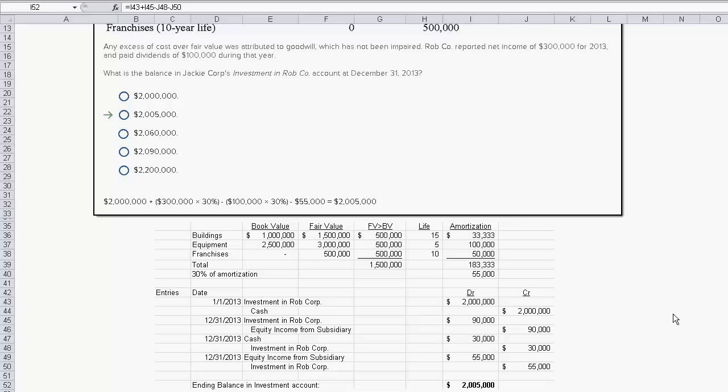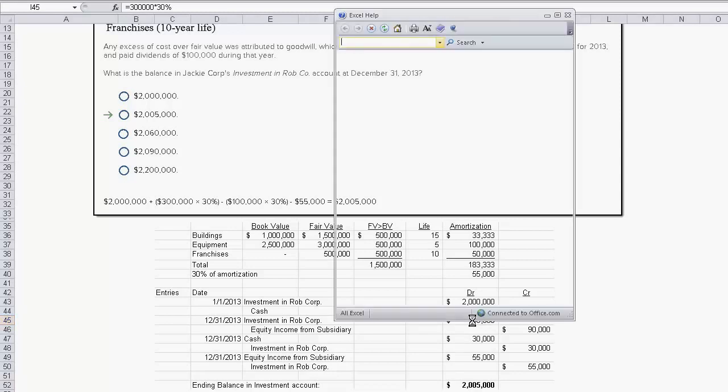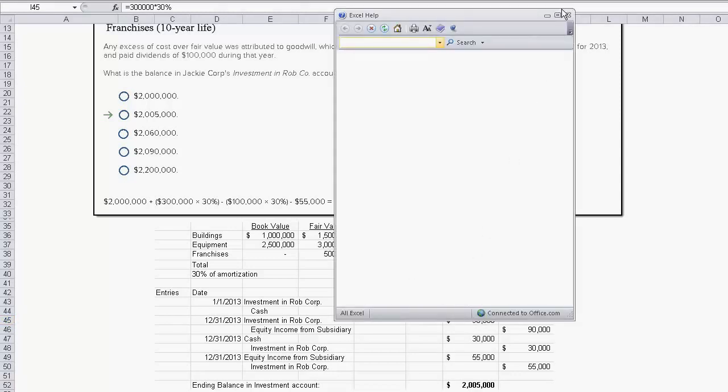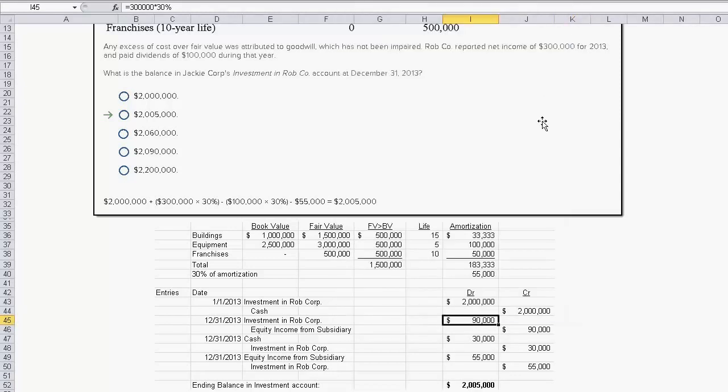Okay. So here are the entries that we're going to record. On January 1st, we'll debit the investment in the subsidiary account for $2 million and credit cash. Then at the end of the year, using the equity method, we're going to record our share of the income. And they told us, and I'll click right here and show you, I really meant to click on F2 here.